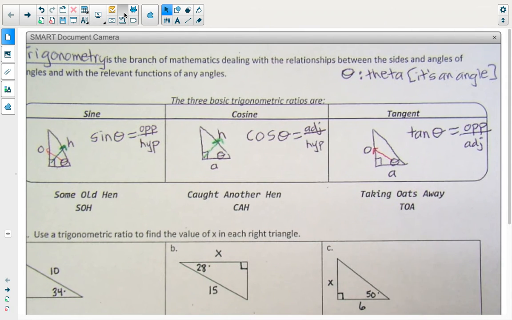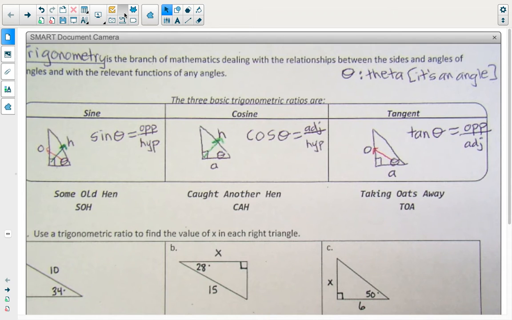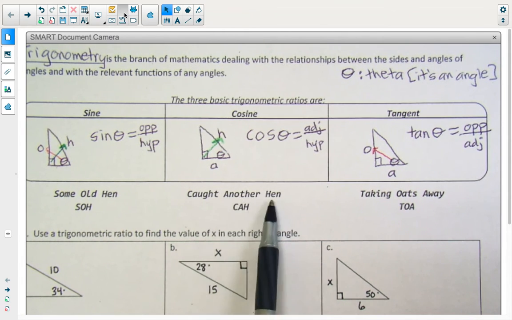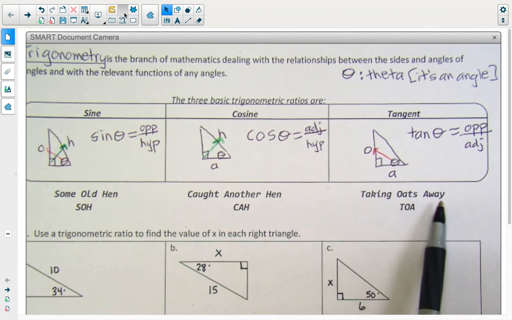SOHCAHTOA. If you remember that, it will help you shorten what you need to remember, so that you'll know that sine is opposite over hypotenuse, cosine is adjacent over hypotenuse, and tangent is opposite over adjacent. Another way to help you remember is "some old hen caught another hen taking oats away."